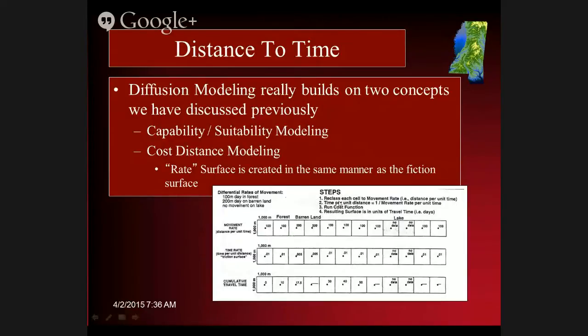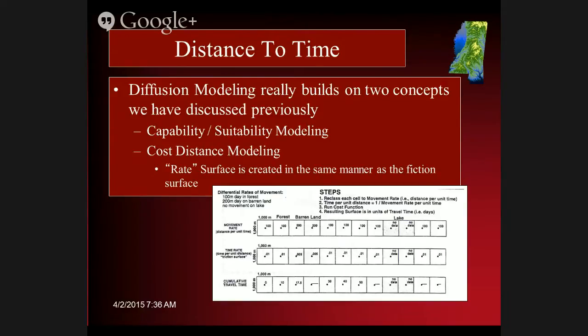So we can take a rate of movement. So let's say we've got 100 meters per day in a forest. So this might be the diffusion rate of just somebody walking. Okay, 100 meters per day in the forest. They could go 200 meters per day on bare land, and they could not move on a lake. Okay, that's a very simple rule. So they can go twice as far on bare land as they can through a forest. And we're gonna model the diffusion as they go out away from a source. Okay.